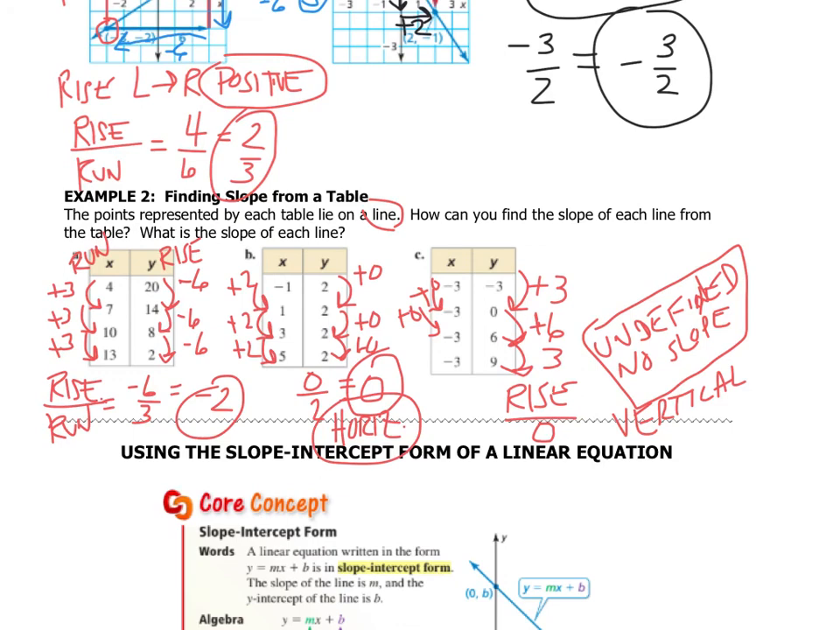The rest of this video will pick up next week, but this is the start of this video. This is a very important concept: understanding how to find slope, understanding that the slope of a horizontal line is going to be 0, and that the slope of a vertical line is undefined or no slope.